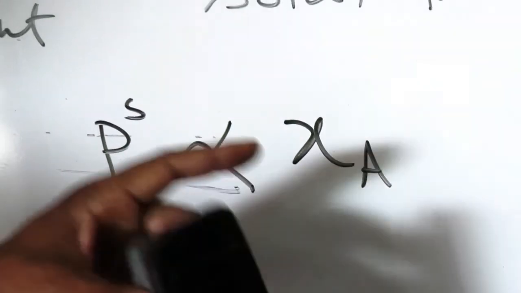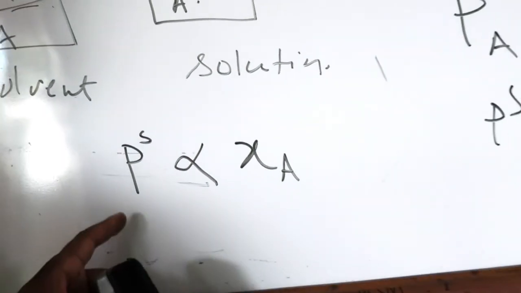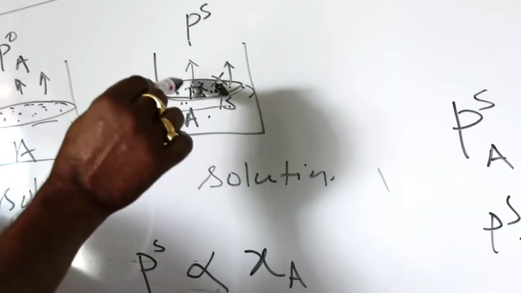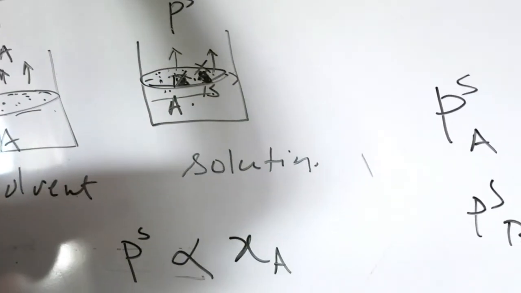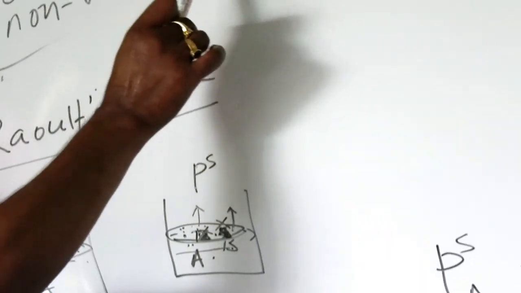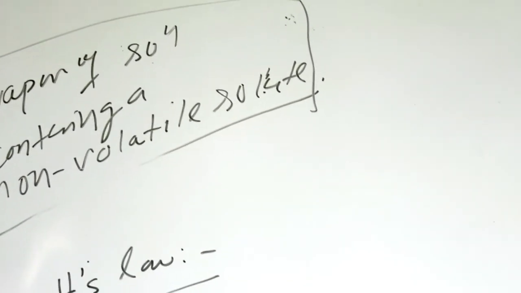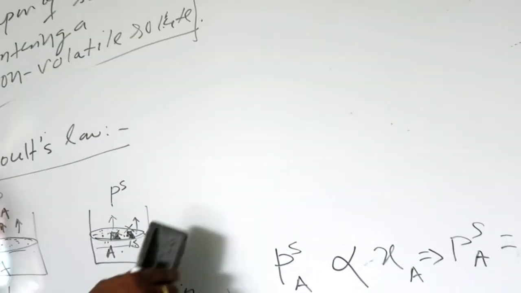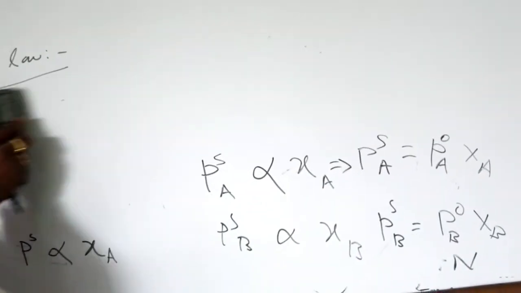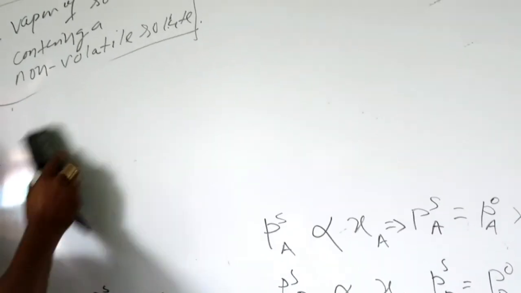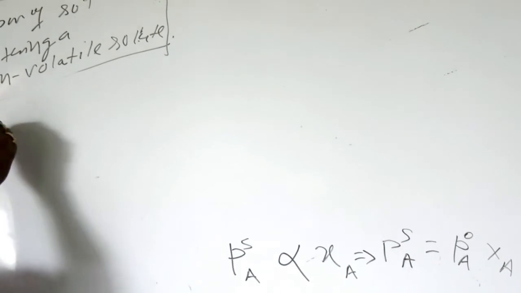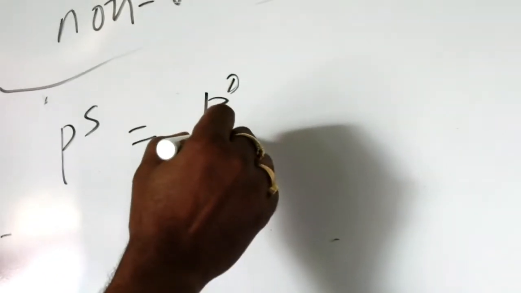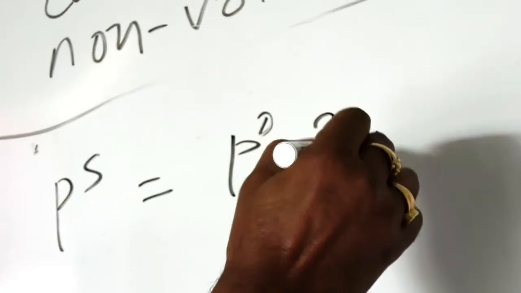So Ps is proportional to Xa. This is Raoult's law. It states that the vapor pressure of a solution containing non-volatile solute is directly proportional to the mole fraction of the solvent. And in this regard, we can summarize this into another form, that is, Ps is equal to, let's say, P0A Xa.